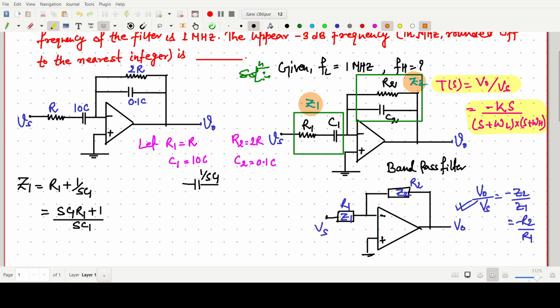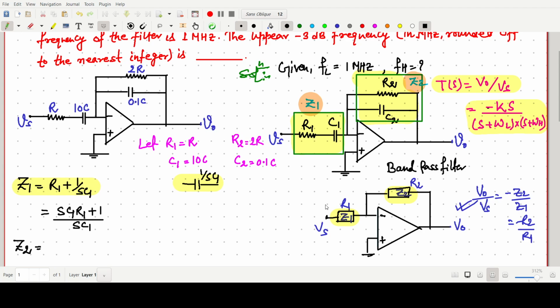This whole thing we have considered as Z2, and this one as Z1. Z2 is R2 parallel with C2, and Z1 is R1 plus 1 by SC1. For the capacitor, the impedance is like this. Again, for Z2, I am writing here.